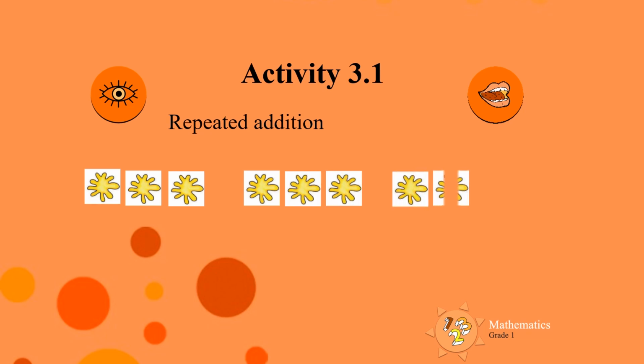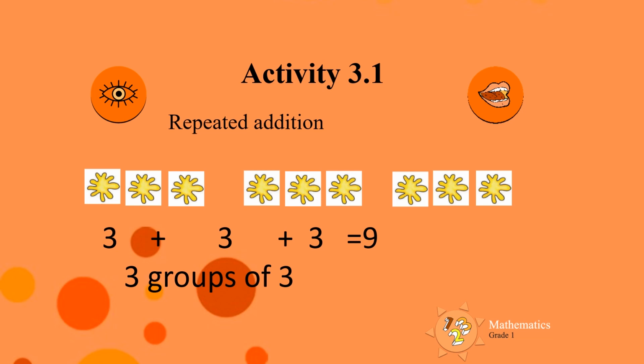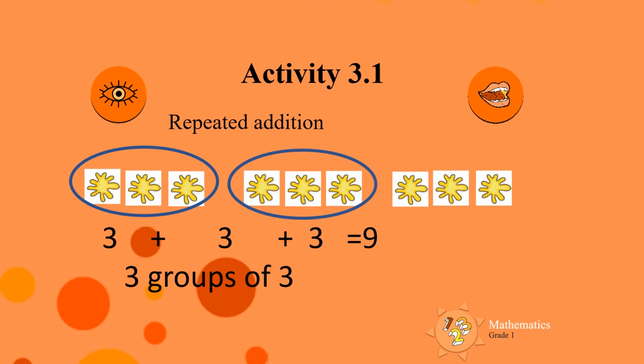We're going to put in the circles. Now, what does it say? It says 3 plus 3 plus 3 is equal to 9. Good. So there are 3 groups of 3. 3 groups of 3, meaning 1 group, 2 groups, 3 groups. 3 groups of 3.